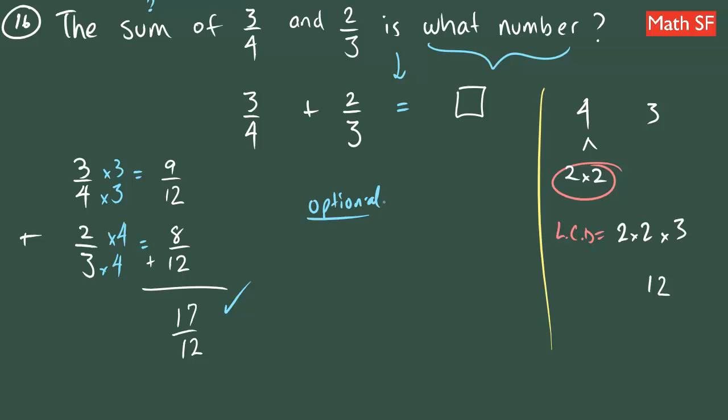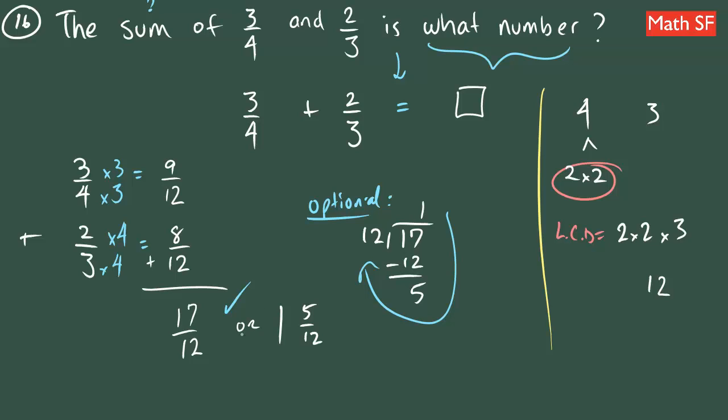Optional. So how will we do? It will be 17 divided by 12, or 12 into 17 goes once. There's going to be 12. Subtract, that's 5. We use the clockwise method that we always do, and that should be 1 and 5/12. So either way, that's your right answer.